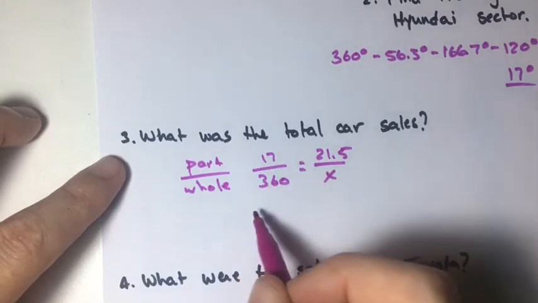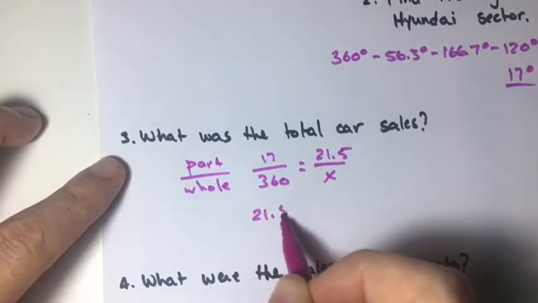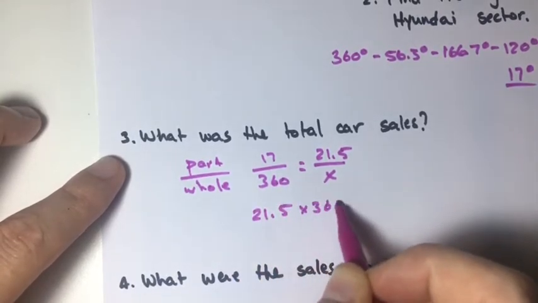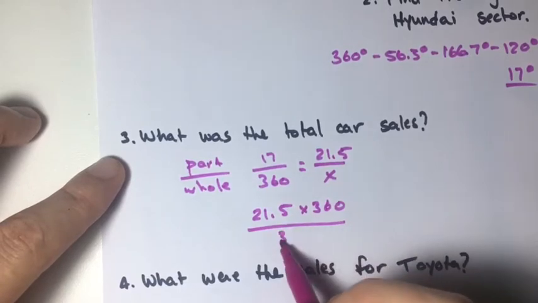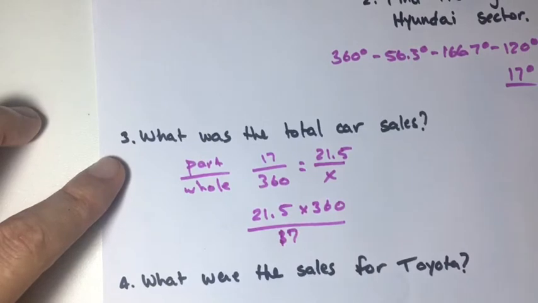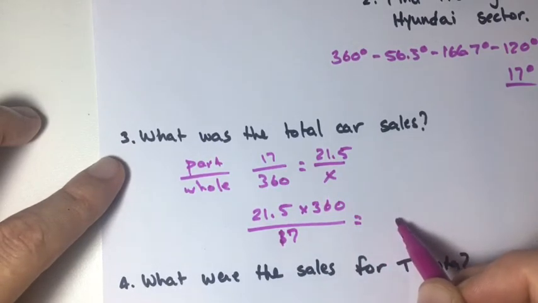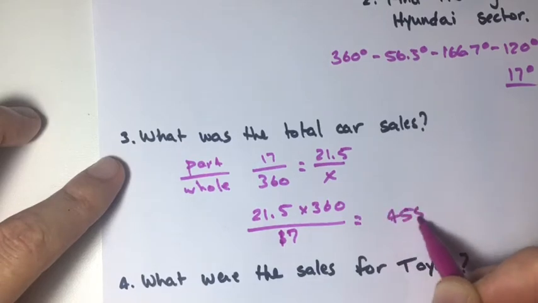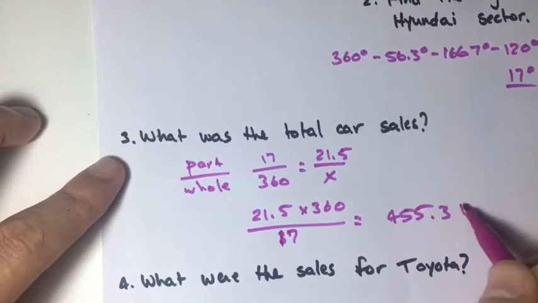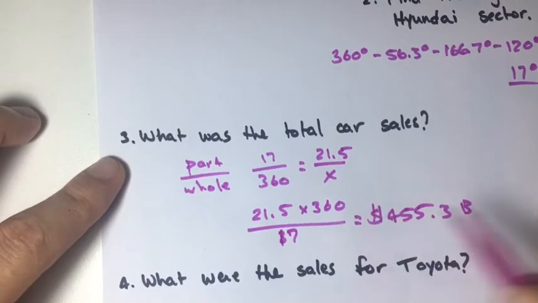Now we can just solve for x. So if we solve this out, we come to 21.5 times 360 over 17. Break that out, we're going to come to 455.3 billion for the total.